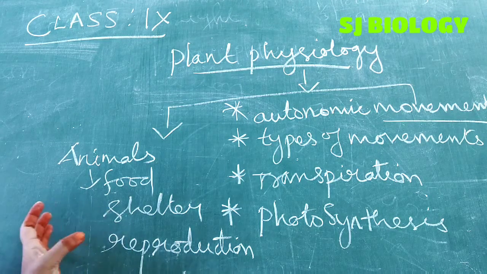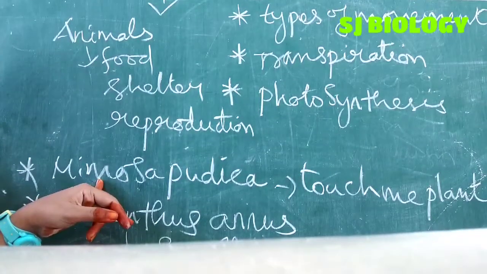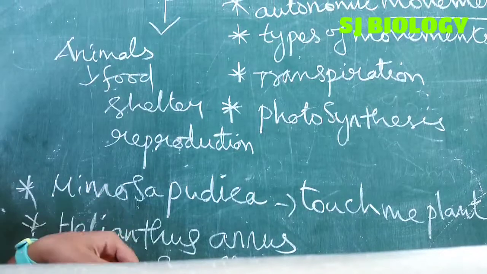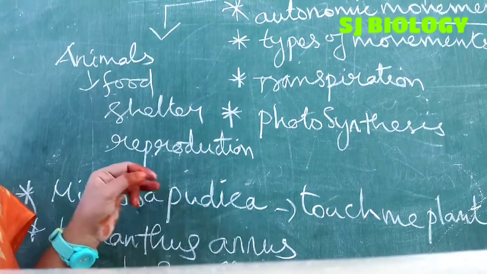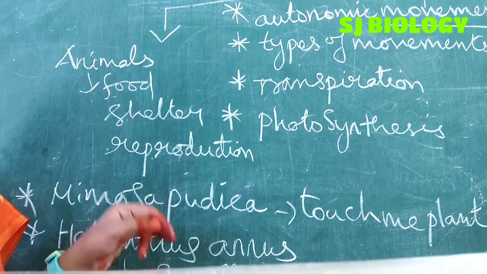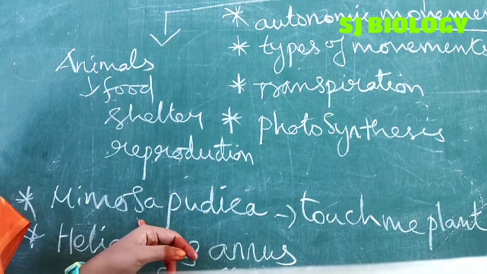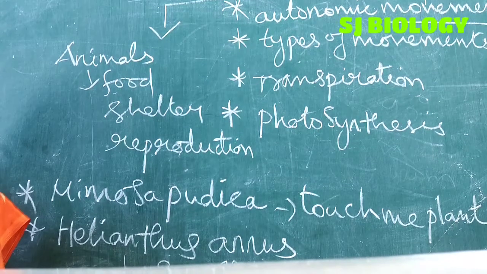Have you observed the leaves of Mimosa pudica? That is the touch-me-not plant, no? Mimosa pudica is a touch-me-not plant. And Helianthus annuus is a sunflower. These two plants follow the path of what? The sunflower follows the path of the sun from dawn to dusk, so from east to west, no?